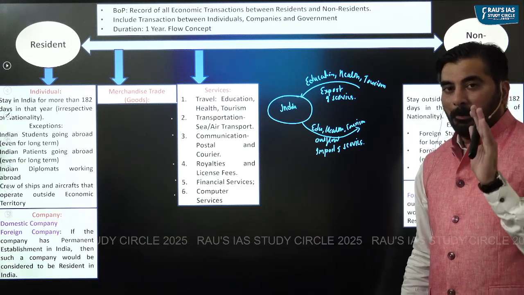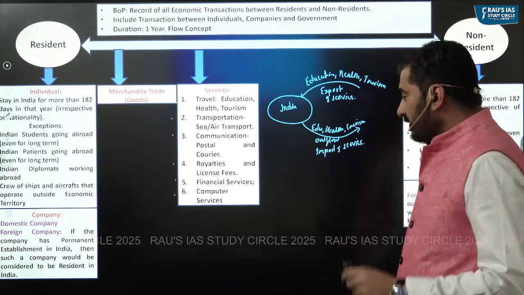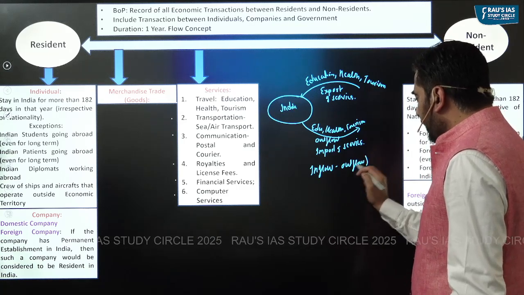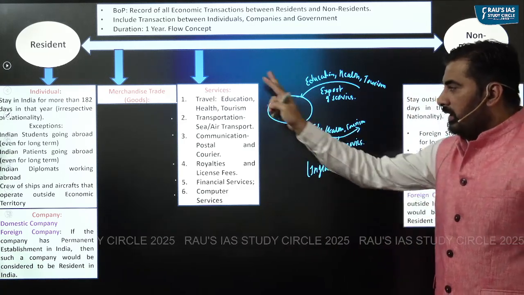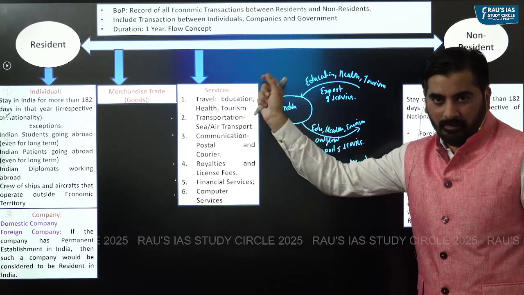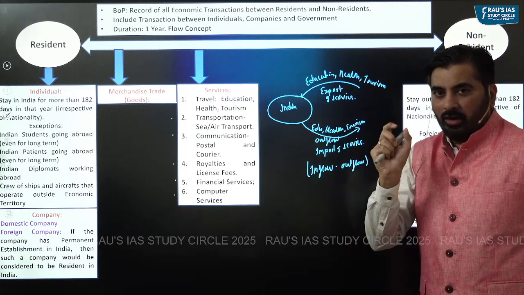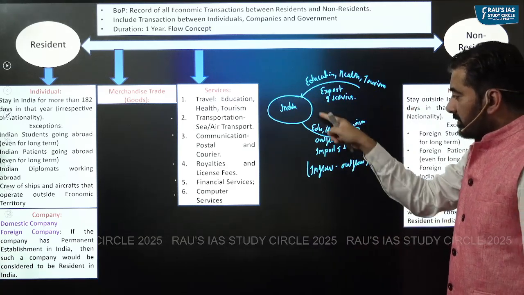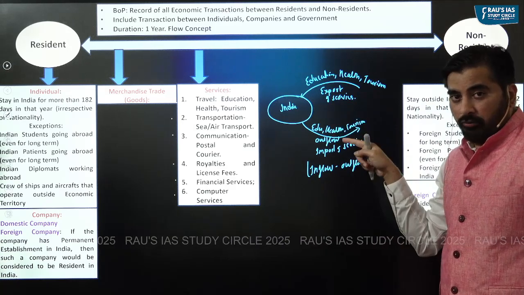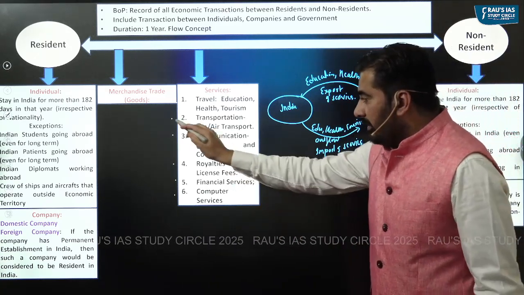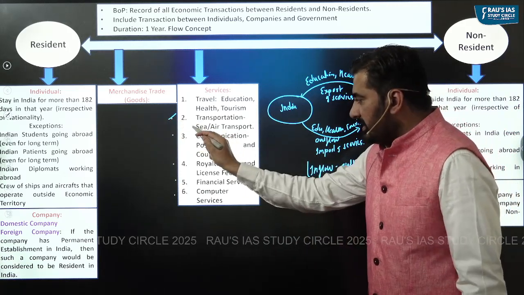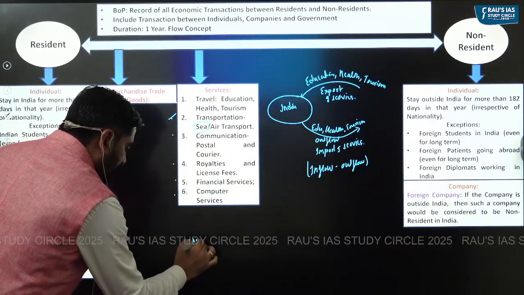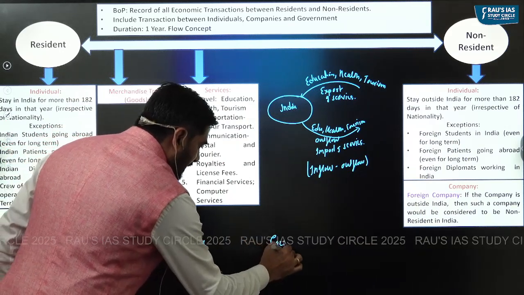One thing which I want to tell you, BOP is always calculated as inflow minus outflow. Money coming in minus money going out. So if I want to look at the net travel, whether India is receiving money or India is taking out money, for that what I have to do is export of services minus import of services, that is inflow minus outflow. Same way, let's look at transportation, that is sea transportation. One example here could be, let's say you have the ONGC company and this is a Russian company, Gazprom.